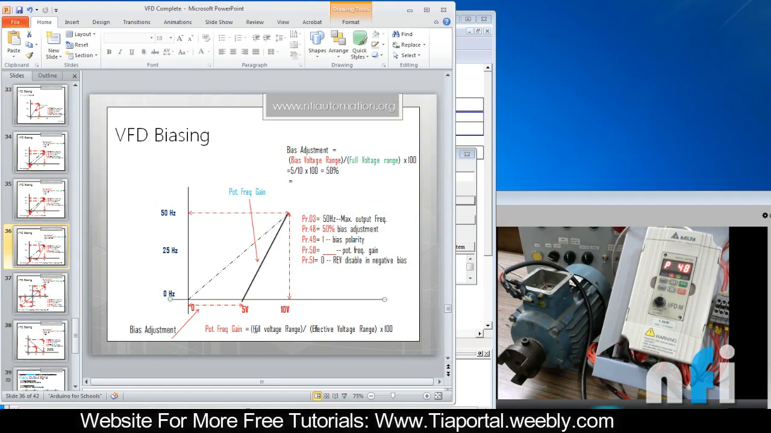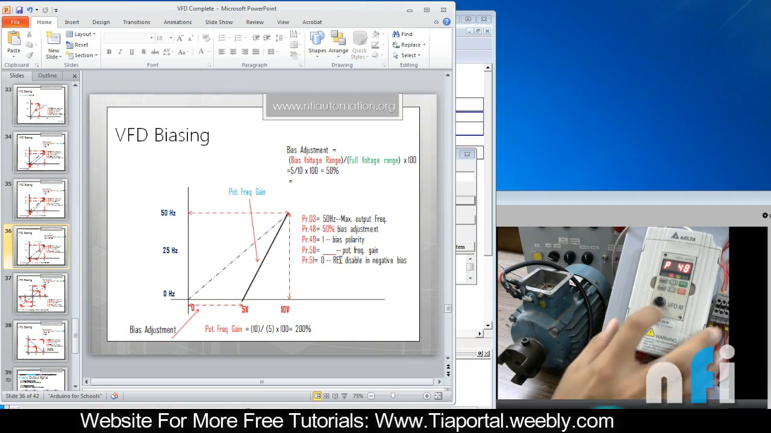Potentiometer frequency gain, it says full voltage range, again 10 volt. Effective voltage, effective is 5 volts, which is being used in the curve. Multiply by 100, that accounts to 100%. So the gain is 200%, biasing is 50%, which will give me this result. So gain, I'm going to 50. Gain will be 200% here. So let me just quickly go to 200%.